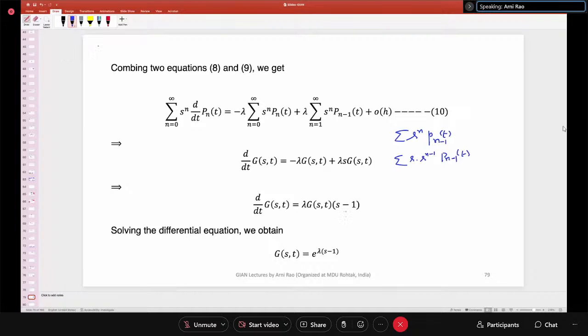T is missing in the last equation, I think, on the right hand side of the last equation. Oh yes, there's a typo, you're right. I'll put it there. Thank you.